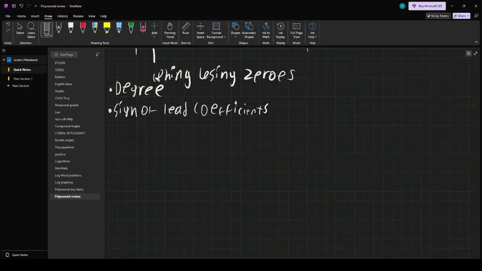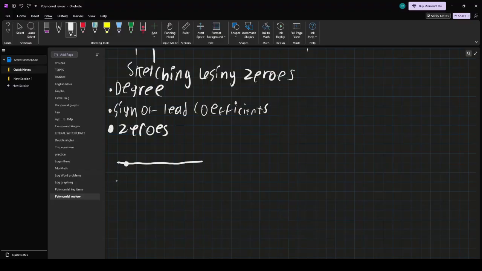Actually, I'm not going to say graphing. It's more like sketching, because I don't really need to do precise graphs. So we need degree, sign, and of course the zeros or the roots. It's important to note that there are three different types of roots.